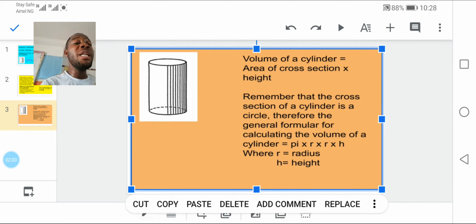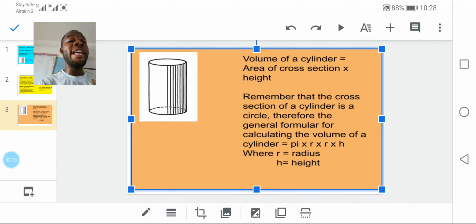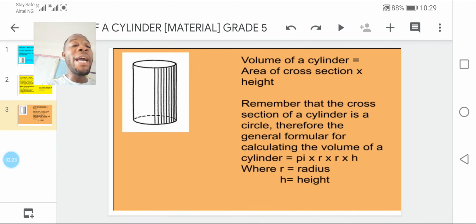So now to calculate the volume of a cylinder, we use the formula pi r squared h. Or we could say pi multiplied by the radius squared times height, where r is our radius and h is our height.